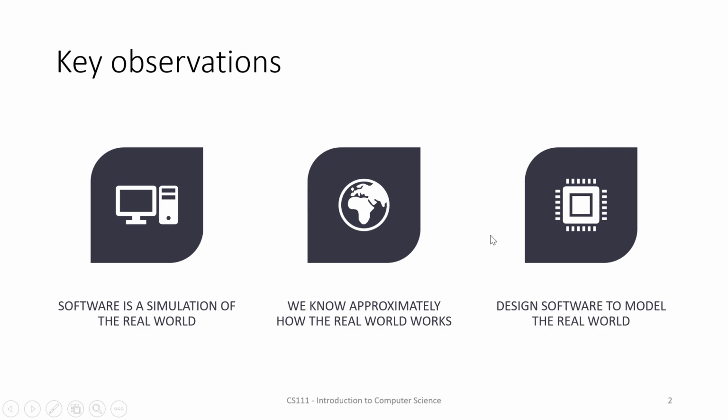Key observations. Software is really a simulation of the real world. We simulate real-world events using the software we build. We know approximately how the real world works, so we attempt to design software to simulate the real world and learn about events.